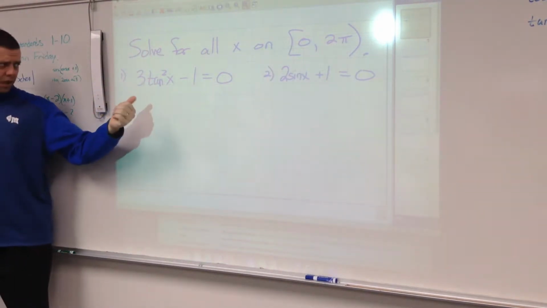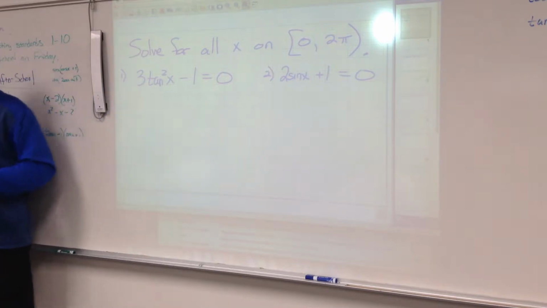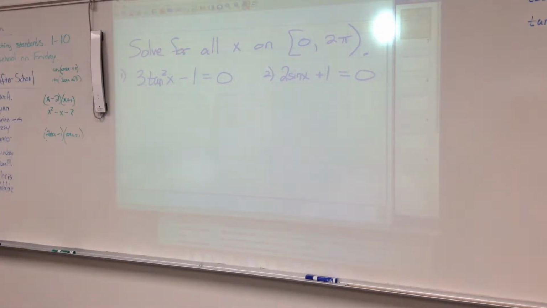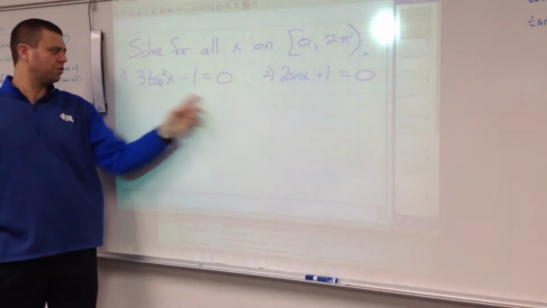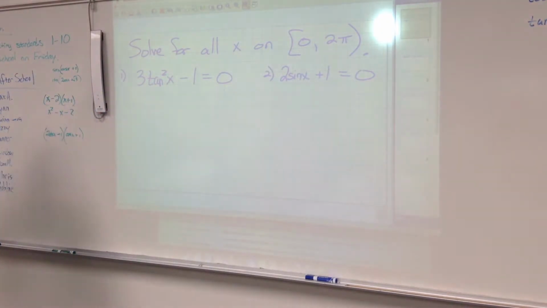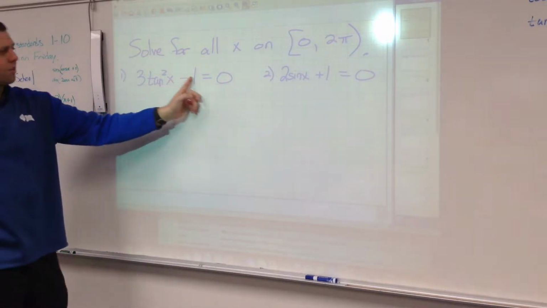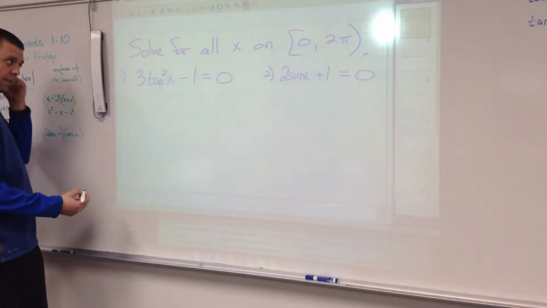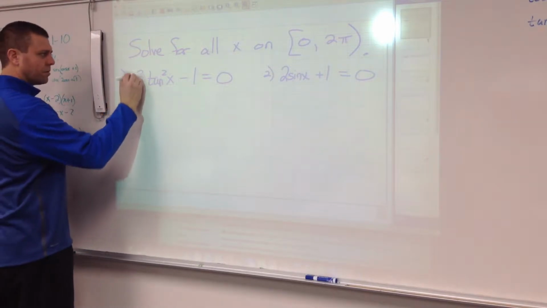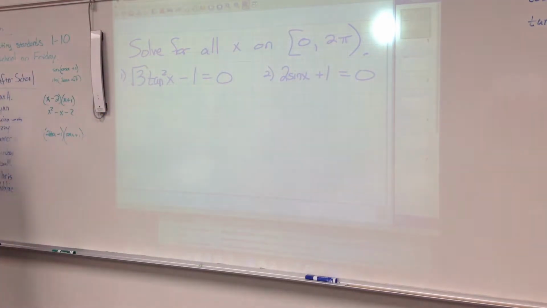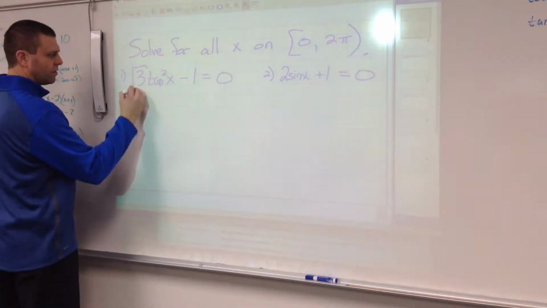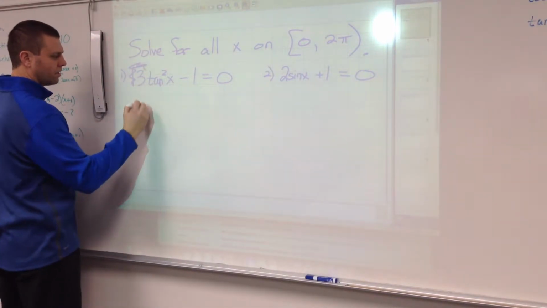So let's try this first one out, for instance. 3 tangent squared x minus 1 equals 0. Anytime I see a trig equation where there's only one term that has a trig function in it, I'm just going to try and get that by itself. So I'm going to add 1. Oh, let me change that real quick. I'm going to change that to the square root of 3. I'm going to add 1 to the other side. Or no, I'm not. Sorry, it's a Monday.